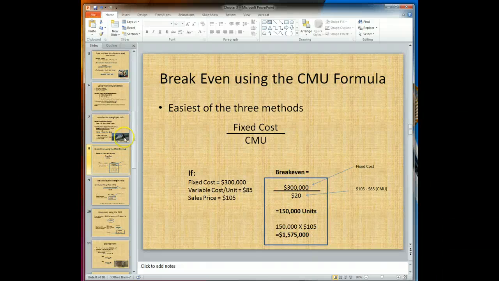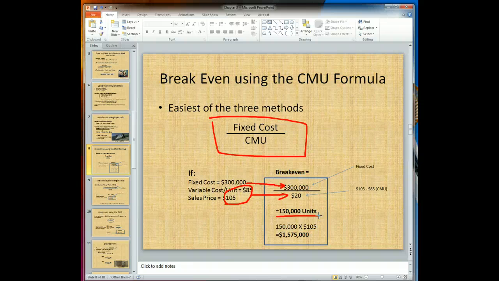Okay, so what you do is you take your total fixed costs, you shake them up. No, you take your total fixed costs, divide it by your contribution margin per unit. So down here we have $300,000 fixed costs, goes right into the numerator. Now here you got your variable cost per unit, your sales price of 105. The difference is 20. Boom, those go in there. You divide those two, hopefully.